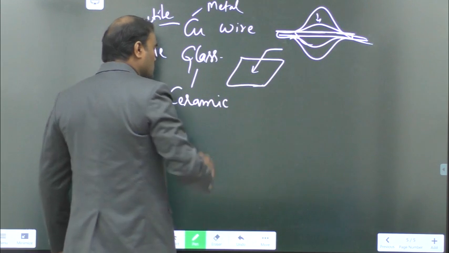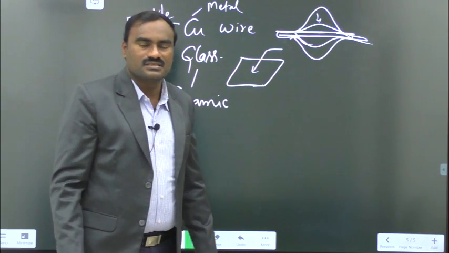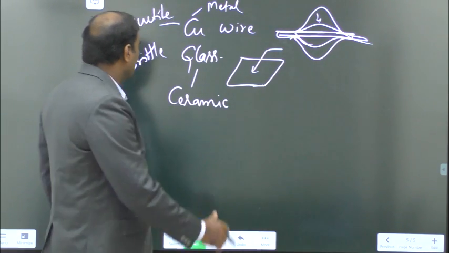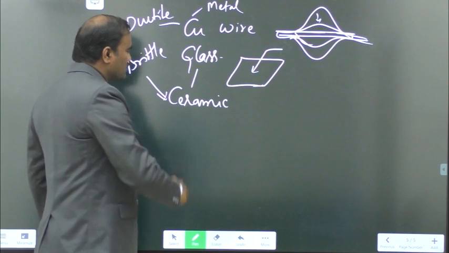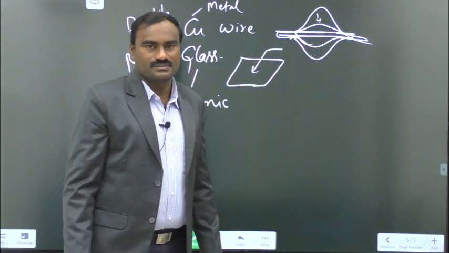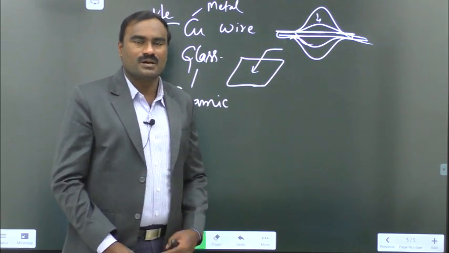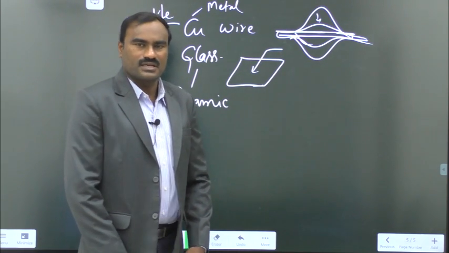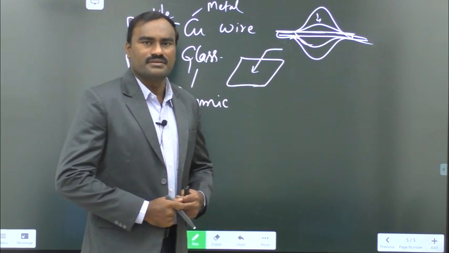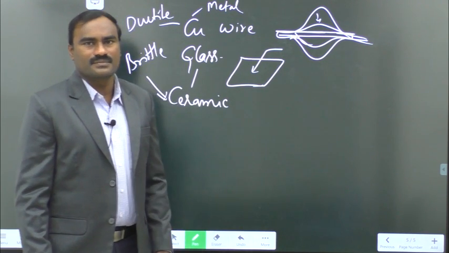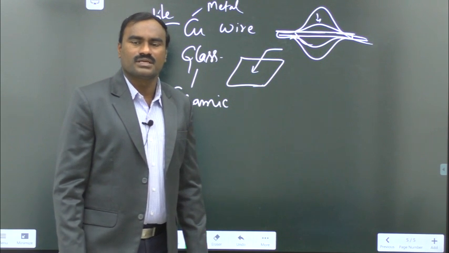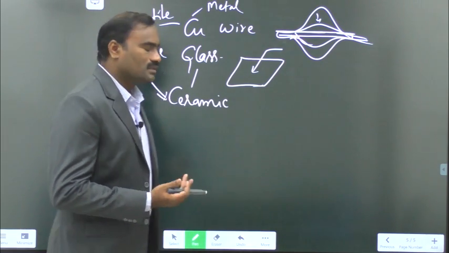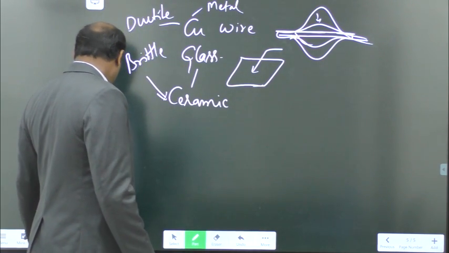So ductile fracture is observed in metals, whereas brittle fracture is observed in ceramics, because ceramics are brittle in nature, they won't exhibit sufficient or considerable plastic deformation, whereas metals are ductile in nature, so they will exhibit significant plastic deformation before they break into two pieces.